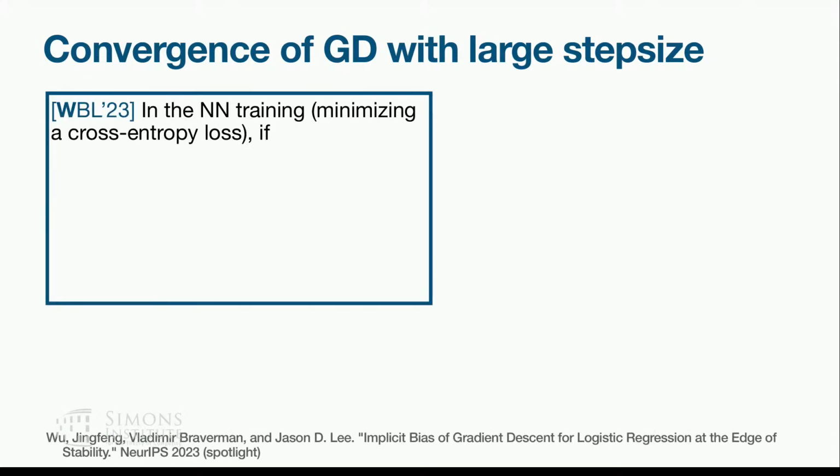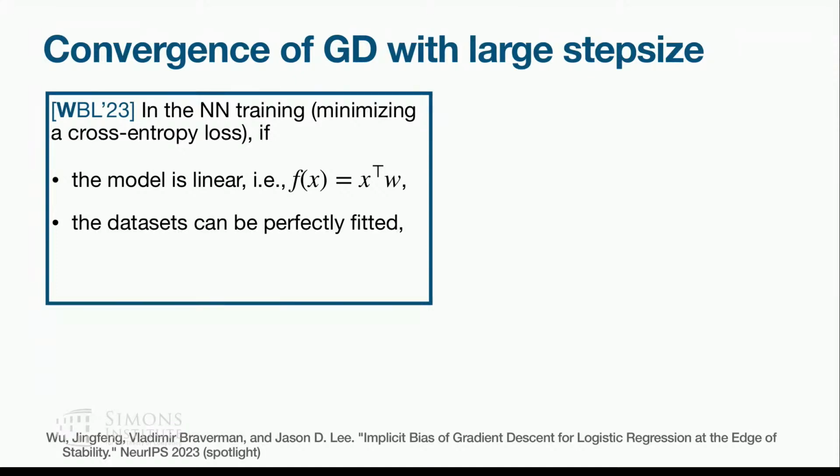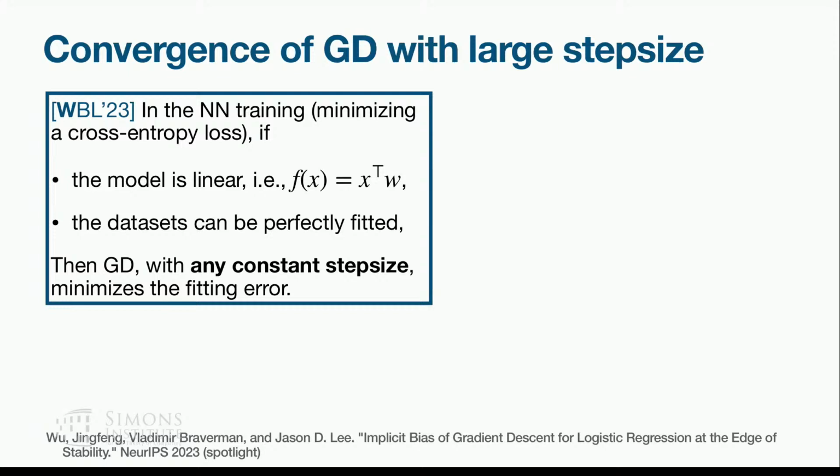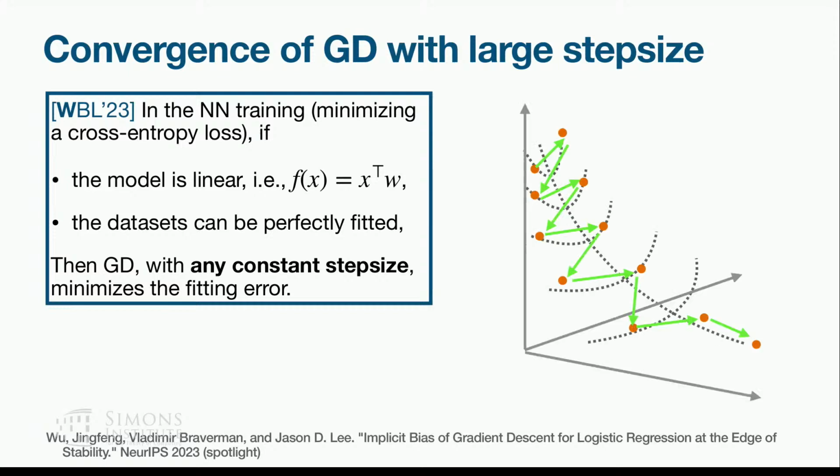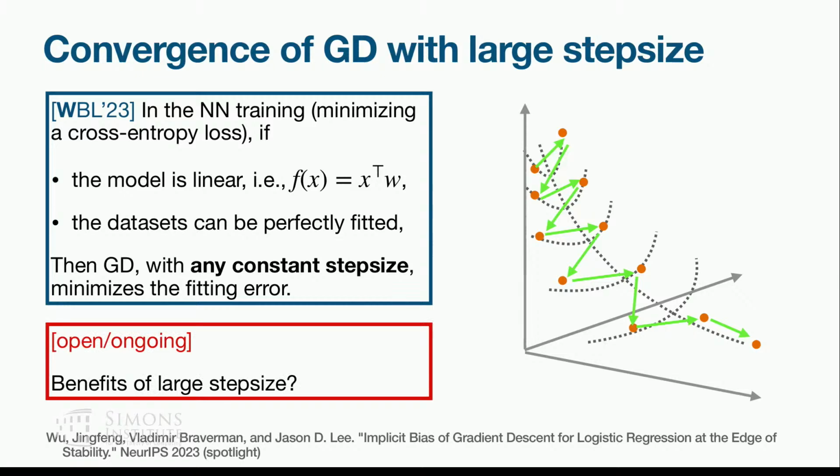In a recent paper, we proved that in neural network training, if we simplify the problem a little bit, let's say the model is linear and the data set can be perfectly separated, then gradient descent with any constant step size still can minimize the training loss. I can do a quick proof by picture, and I'm gonna end with an open problem. What's the benefit of the large step size over the small step size? That's all I have. Thank you.